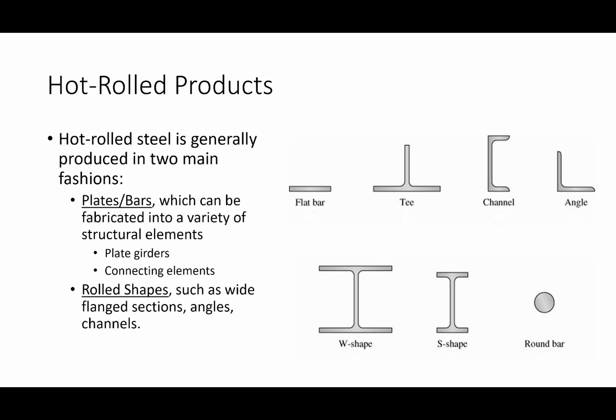Okay, let's talk about hot rolled products. So when I say hot roll, I mean this is the steel products that we're using in this class. There is a series of products that's called cold form steel. Cold form steel is when you take plate and then bend it into the shape of your choosing.